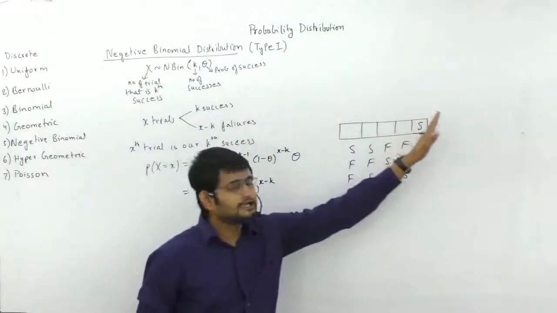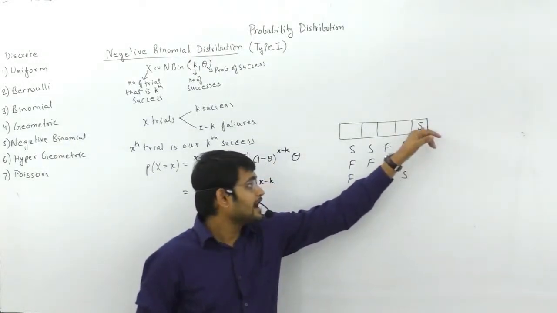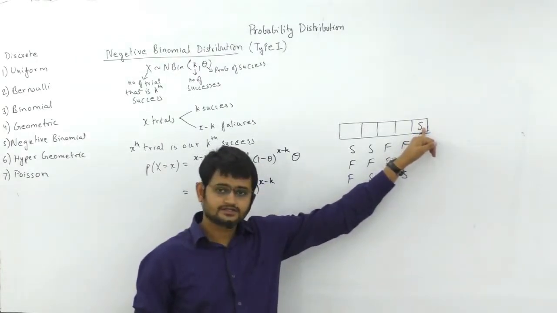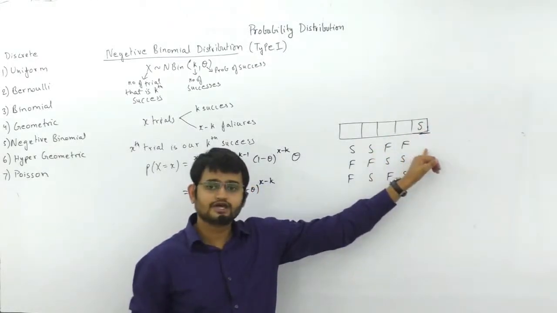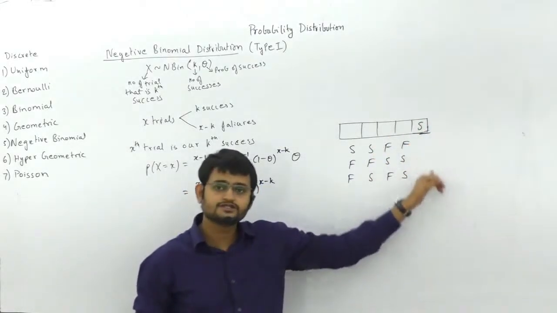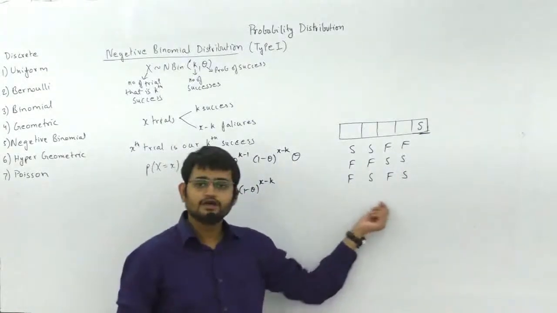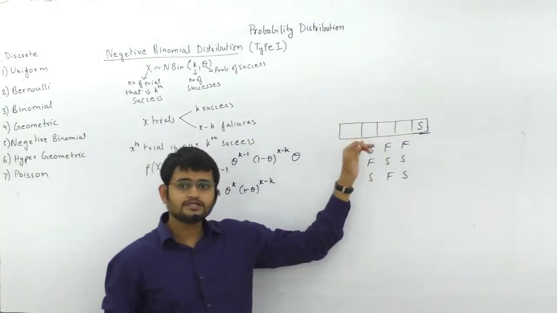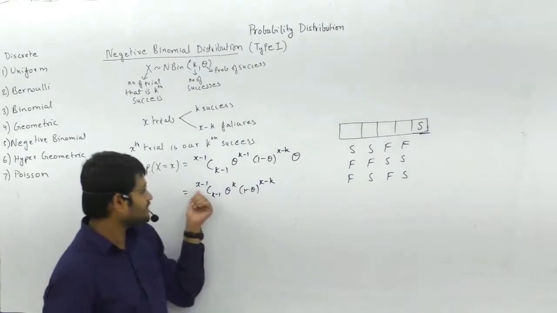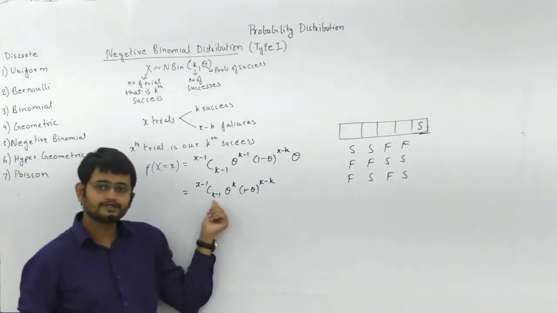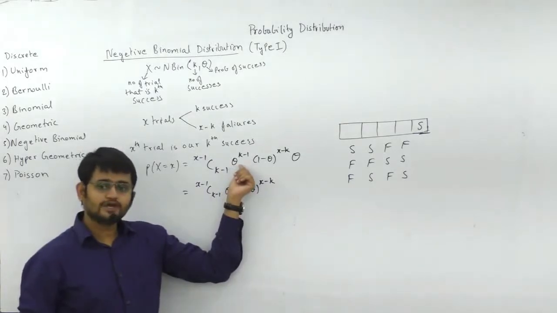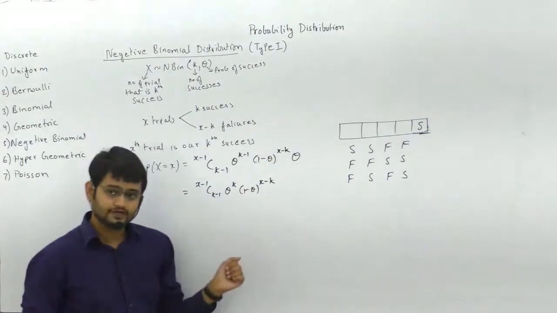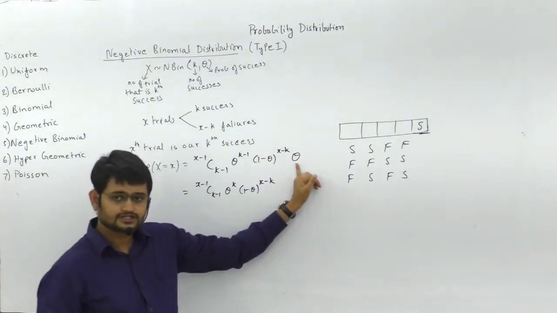Now again, what are we having? We have total, let's say, x trials, and out of that I know that the xth trial, the last trial, is my kth success. So I know that the last success has its position fixed. The other successes and failures can have any position in these x minus 1 trials. So out of x minus 1 trials, I will select k minus 1 positions to arrange my k minus 1 successes. Then I will arrange my x minus k failures, and then the last success.